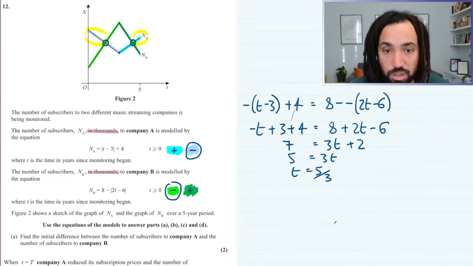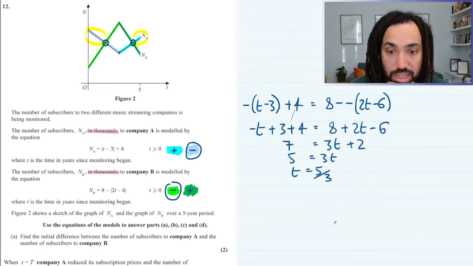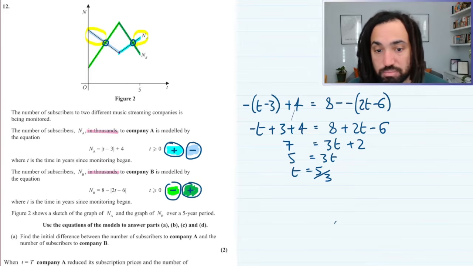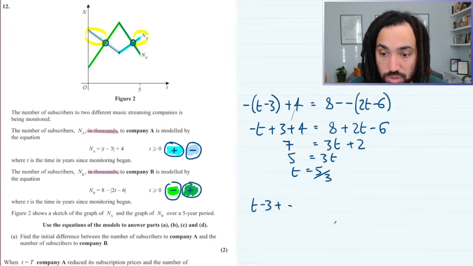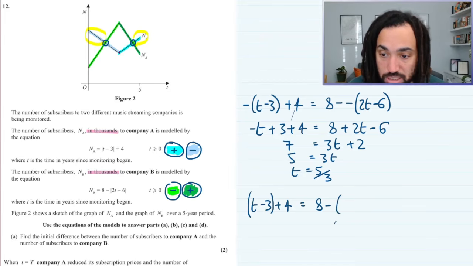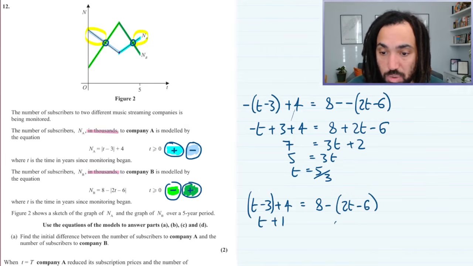And now the other one we're looking for is when we've got the dark green and the light blue. So this one and this one, when they're both positive. Interesting. So this is t minus 3 plus 4, just keep that positive, is equal to 8 minus, and just keep this exactly the same, like so. So this gives us t plus 1 is equal to 8 minus 2t plus 6. So that gives us 3t plus 1 is equal to 14.